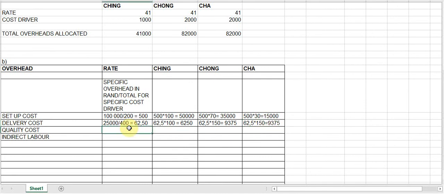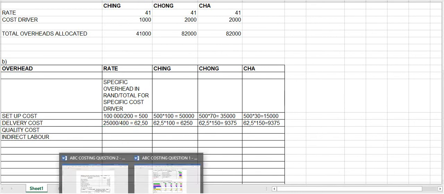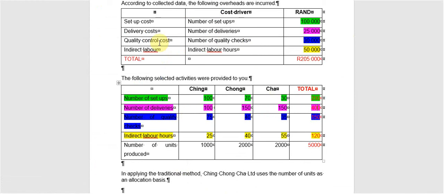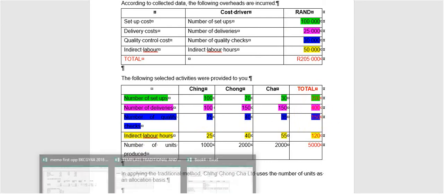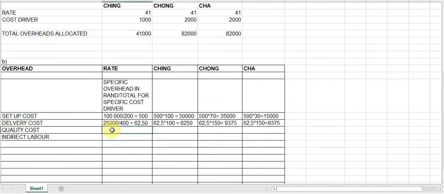Right, moving on to your quality cost overhead. If I look at my question, for the quality cost, it is 30,000 Rand, and the total of the cost driver there is 150. So I'm going to take the 30,000 Rand, which is specifically for that overhead, and I'm going to divide it by the total of the cost driver, 150. The answer to the rate there is 200 Rand. I'm going to take the 200, copy it in under each product.